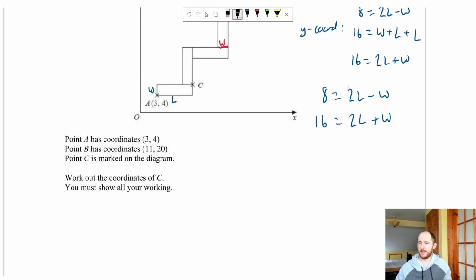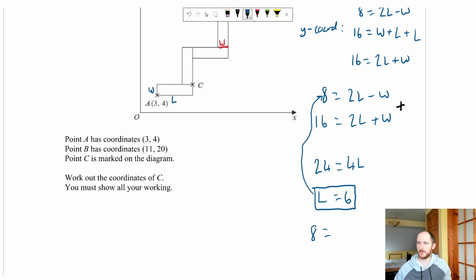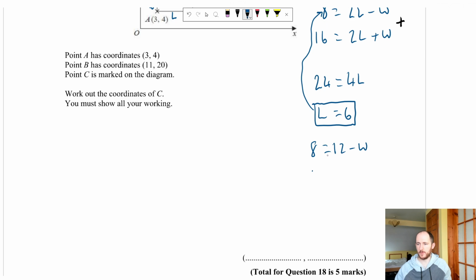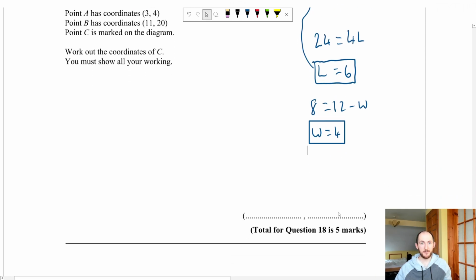So if I just add these two equations together, we get 8 plus 16, which is 24, equals 4L, which means L is just equal to 24 divided by 4, which is 6. Then we can sub this into, let's say, equation number 1, and we get 8 equals 2 times L, so 2 times 6, which is 12, minus W, which means W must equal 4. Like that. 5-mark question, by the way, pretty good.